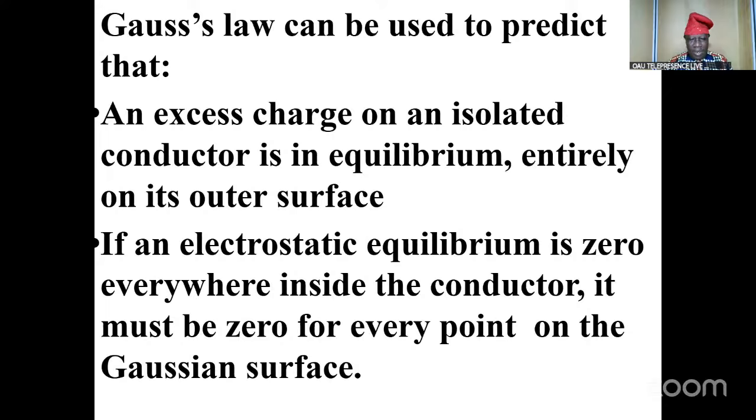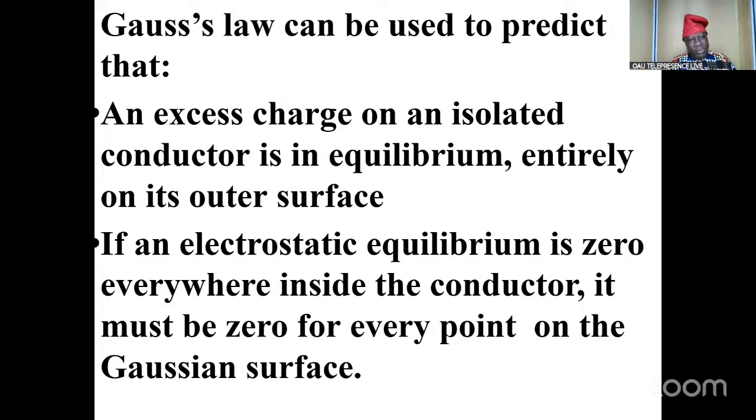Point number two, if the electric field in electrostatic equilibrium is zero everywhere inside the conductor, it must be zero for every point on the Gaussian surface. And this is another important point for you to note. Each of these points is an opportunity for you to get it correctly, because it's simple information and direct scientific language about static electricity. So take note of that.